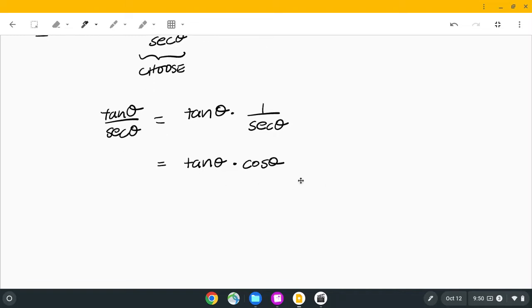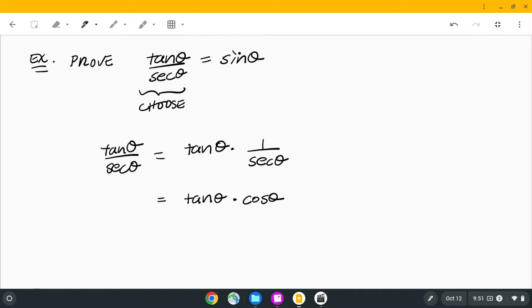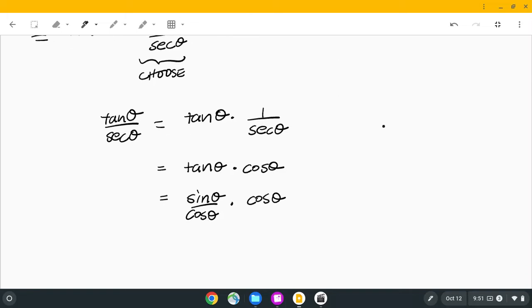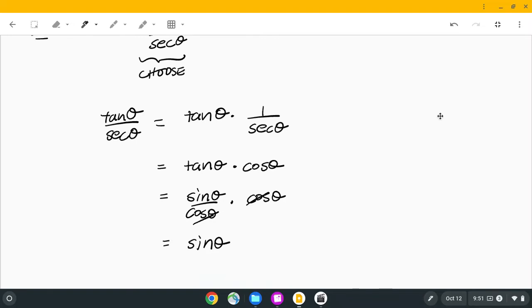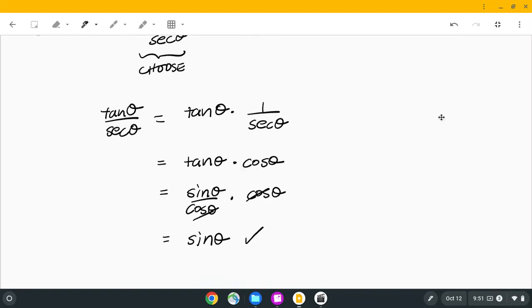And then tangent theta is sine over cosine. And remember, we're trying to get to sine. Tangent, I'm going to rewrite as sine theta over cosine theta, and I'll bring this down. Then here, I see that I can cancel cosine theta. So I'm left with sine theta, which is the other side. So I can stop here.